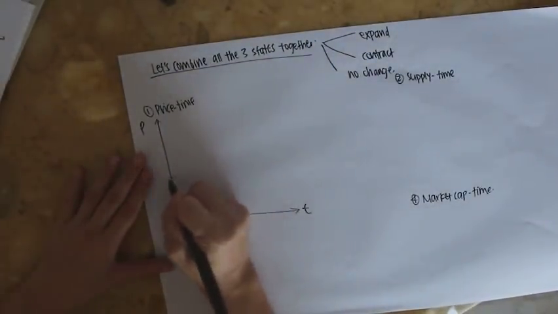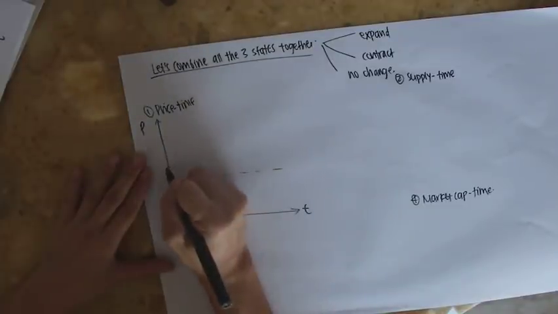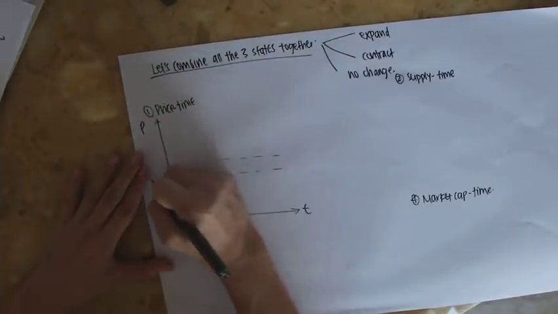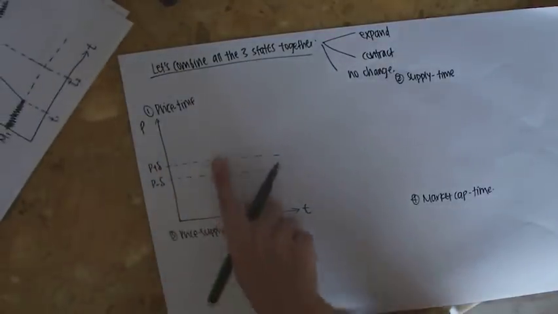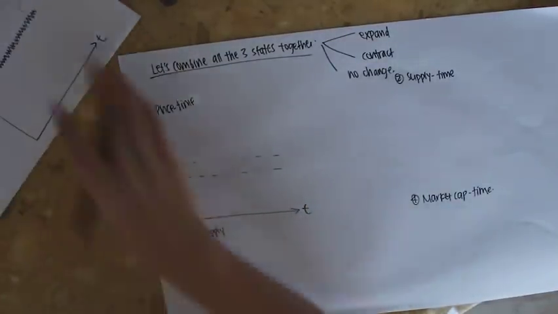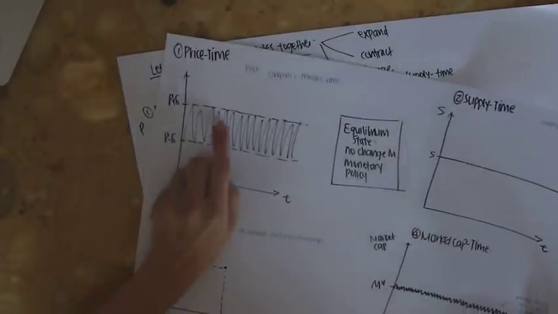What are we going to do? We're basically going to look at the three graphs that we have had, and then we're just going to combine them together to have a little understanding of what it looks like when we combine all the different states together. So let's say currently it's equilibrium, right?